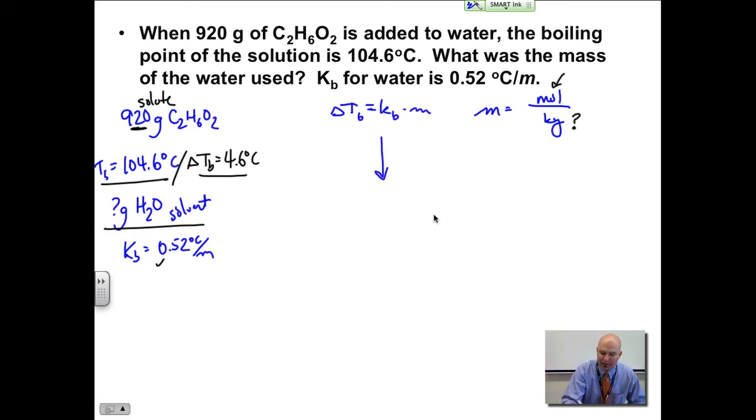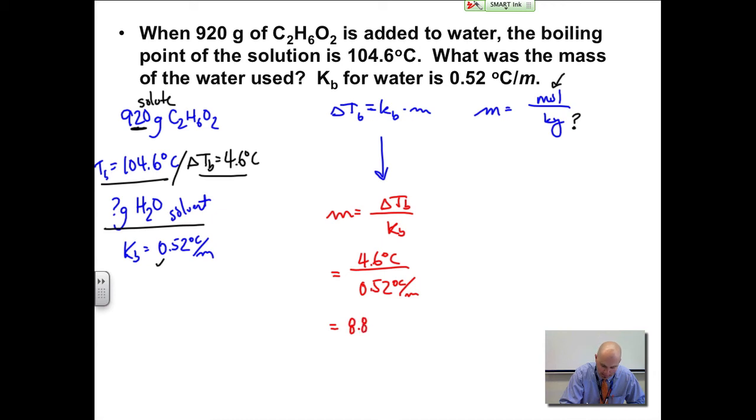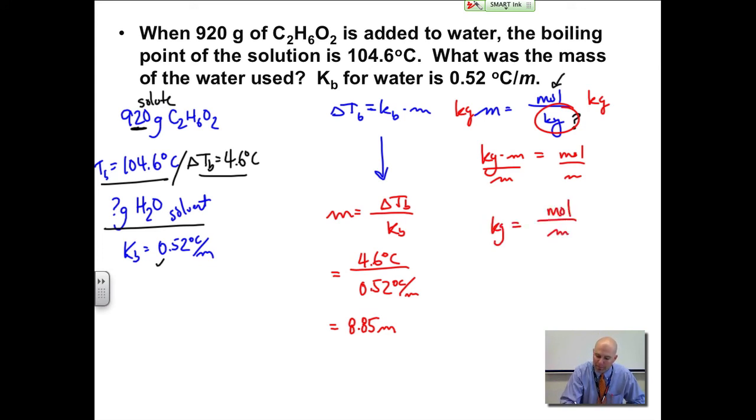All right, and I'm going to rewrite that equation as molality is the change in Tb over the Kb, because I have the change in Tb, which again is 4.6. The Kb is 0.52. When I divide, and I went ahead and did that of course already, I get 8.85 molal. Now I'm solving for this. I'm a big fan of getting it out of the denominator. Kilograms times molality equals moles. I'm going to divide both sides by my molality. Kg equals moles per molal.